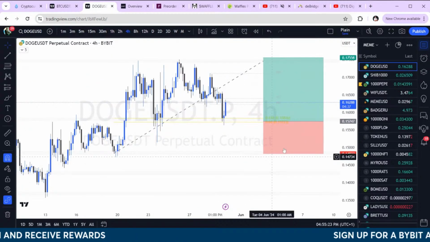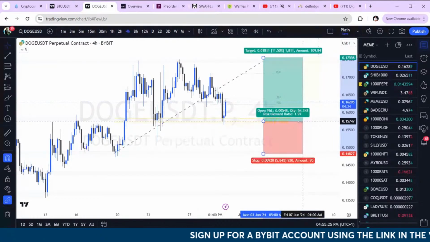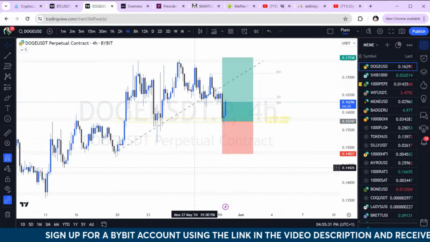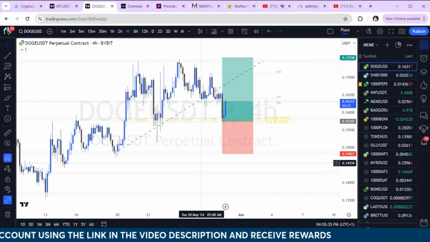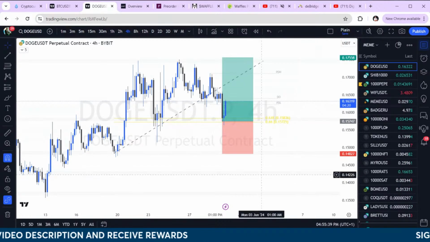This is another call I gave to you guys yesterday on Doge. I don't know how many of us are in this trade. Before I went live, I saw that it was just pumping. So if you took this trade yesterday, or if you set a limit order for it, congratulations, you are in that trade already. I hope you are enjoying it, right?